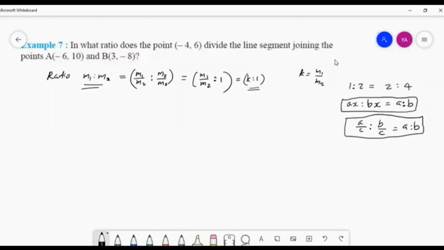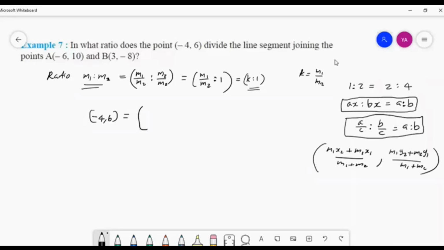So the dividing point, that is (-4, 6), will be equal to, apply the section formula. What will we get? So I shall write here, how was the section formula? (m1x2 + m2x1) by (m1 + m2), comma, then (m1y2 + m2y1) by (m1 + m2). Okay, apply this here.